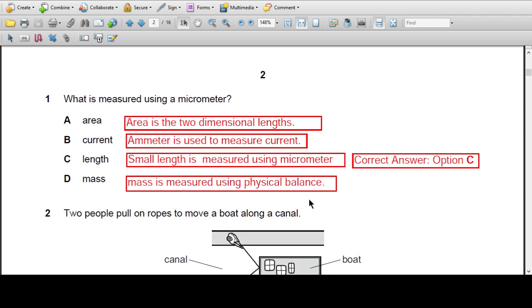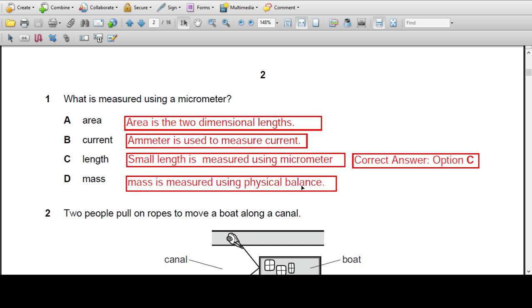And the first question is: what is measured using a micrometer? A micrometer is an instrument that measures a small length, whereas the vernier is a two-dimensional length. Current is measured by an ammeter. Length is measured by this micrometer. Small length is measured using a micrometer, so the correct option is option C. The correct answer is option C, length.